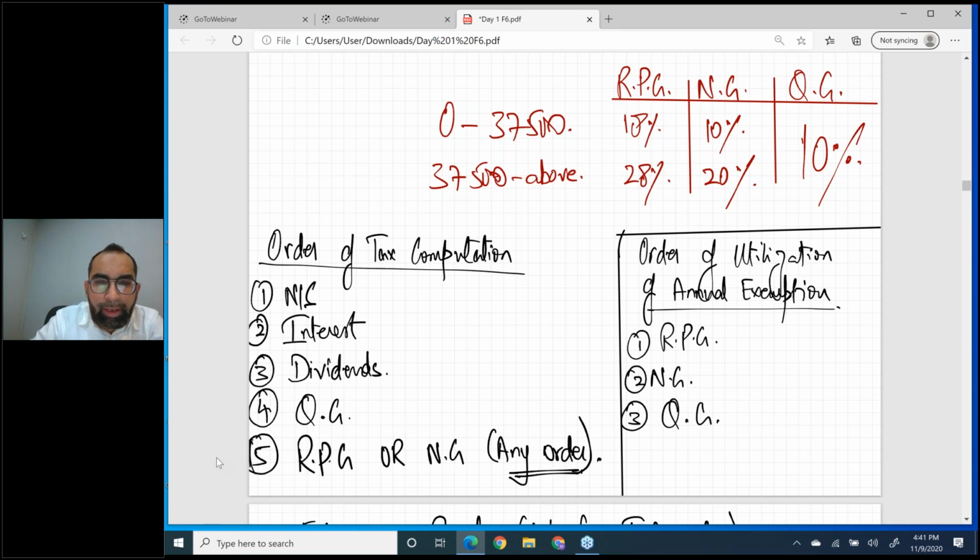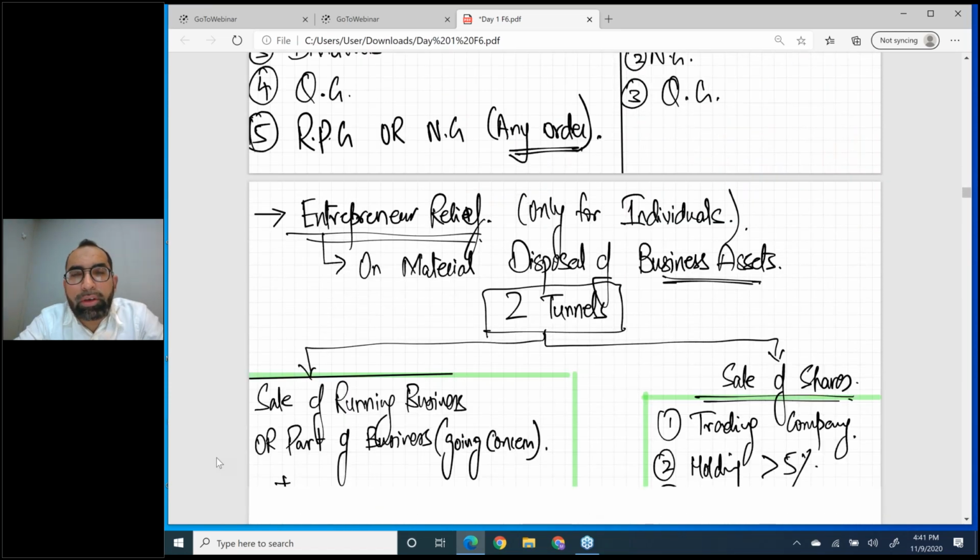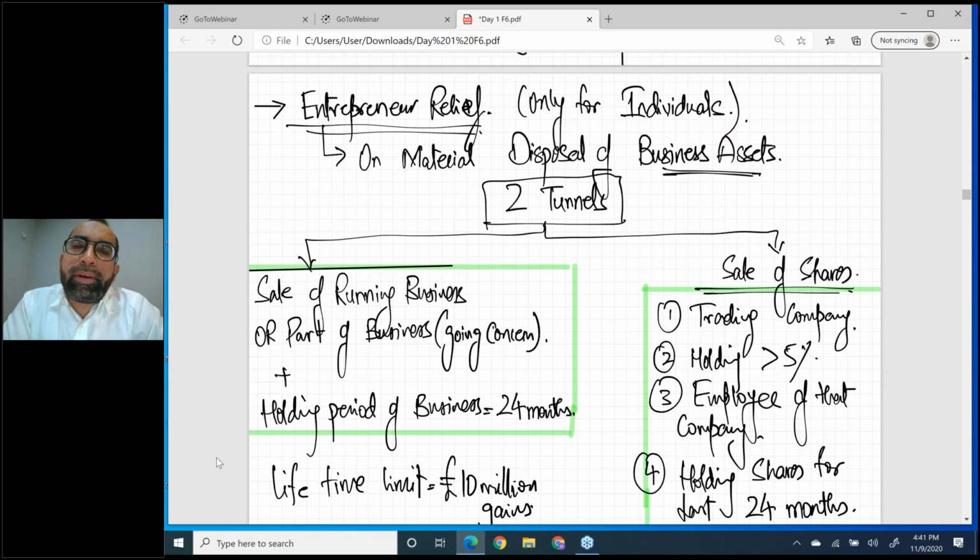Okay, now let's move on to the first relief, that is entrepreneur relief. Look at the screen very carefully. Entrepreneur relief is only for individuals, it's not for companies. In my class I always say there are two separate tunnels, two slides, like in a water park. Whichever slide you use, you will go to the destination directly.